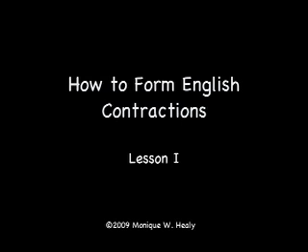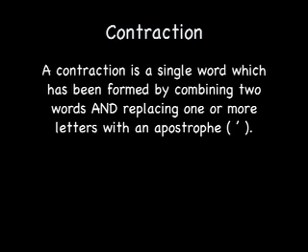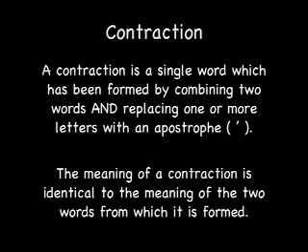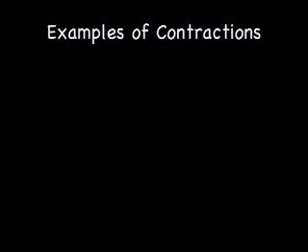This video explains how to form contractions in English. A contraction is a single word which has been formed by combining two words and replacing one or more letters with an apostrophe. The meaning of a contraction is identical to the meaning of the two words from which it is formed. Some examples of contractions are didn't, which is formed from the two words did not.